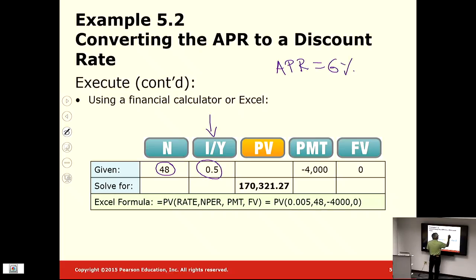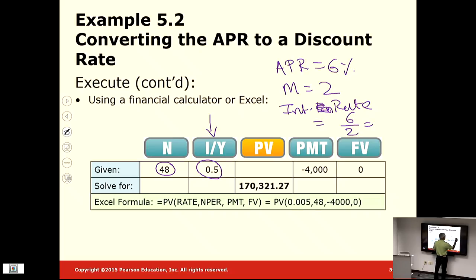That's the nominal rate. But compounding is twice a year. So effective interest rate per period is going to be 6 over 2, sorry, compounding period is 12, not 2. It's monthly compounding. So 6 over 12, which would be 0.5. And that's what we have over here, monthly compounding.